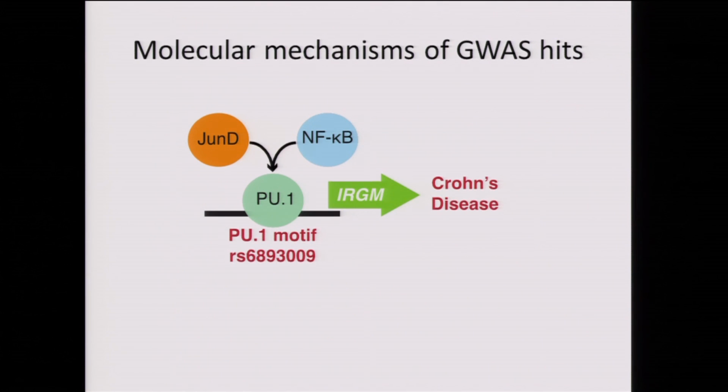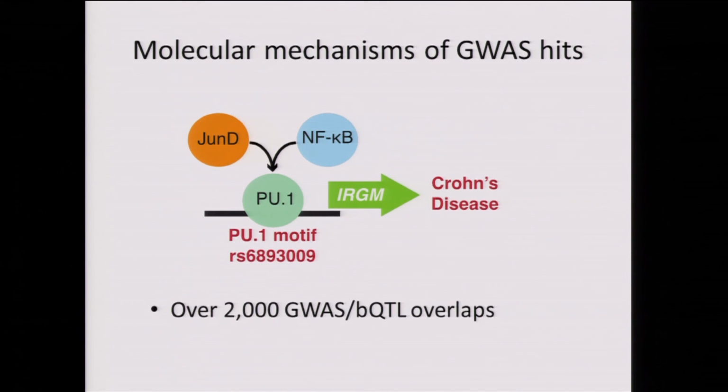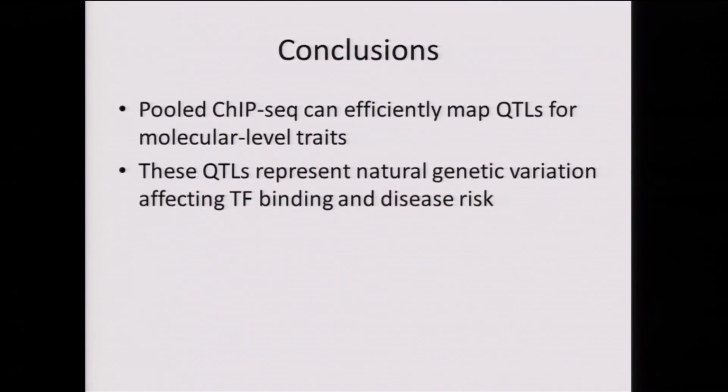And so we think that this PU1 is recruiting these two to its binding site and then affecting the expression of IRGM and thus risk of Crohn's disease. So these are just a few examples, but really this is just the tip of the iceberg. We have over 2,000 of these GWAS hits that are also bQTLs. And so while we can't say for sure without further experiments, these create some very clear and testable hypotheses for the molecular mechanisms of these GWAS hits.